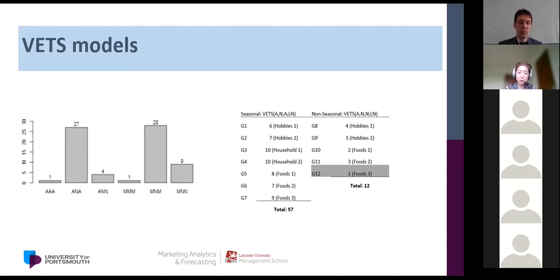So on the right-hand side, you have the breakdown information on the number of groups and series. So we took the original categorization information from Walmart. So we have 7 groups of seasonal products, 57 series in total. And with the non-seasonal, we had 5 groups to start with, but one group had only one series in it, so that was not a group, and therefore it was removed. So we were left with 4 groups, 12 series.